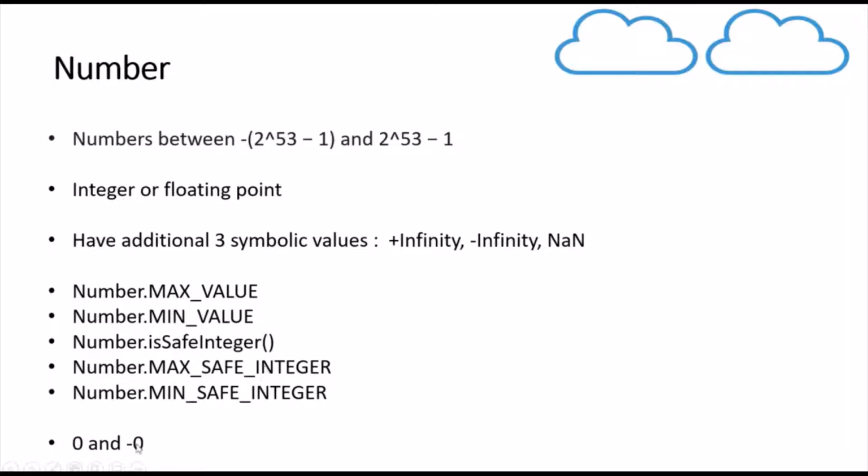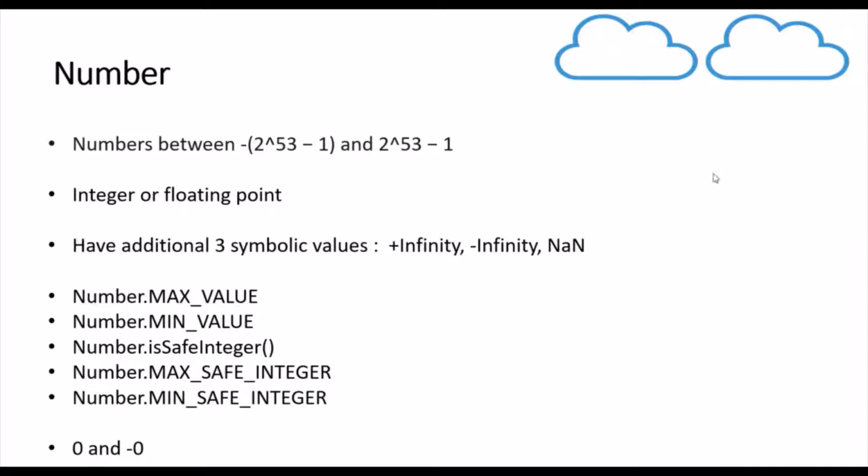Then we have positive 0 and negative 0 in JavaScript. Unlike most programming languages where we have only one zero, in JavaScript we have two zeros, negative as well as positive 0, and we will see the significance of them.